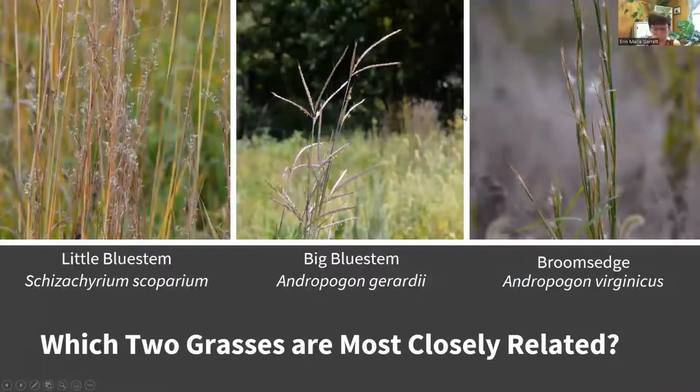And we can tell that based on their Latin names. So while big blue is Andropogon gerardii, we saw that one earlier, broom sedge is Andropogon virginicus. Okay, little blue stem is in its own genus, Schizachyrium scoparium. Just because common names are similar doesn't mean it tells you about the evolutionary relationship of plants. And just because they look similar doesn't necessarily mean that they are in fact closely related to one another.